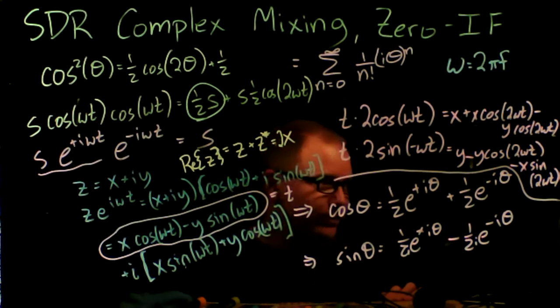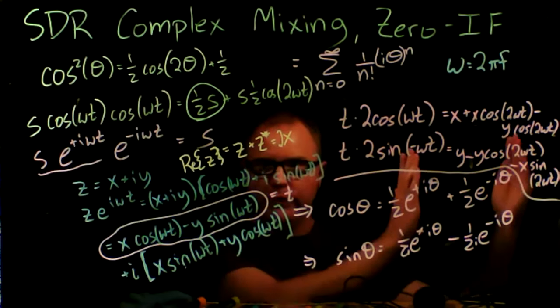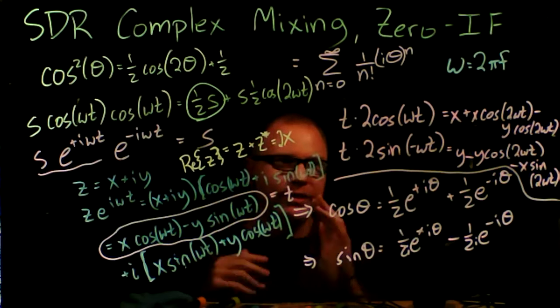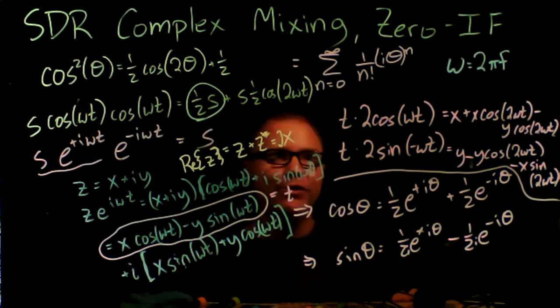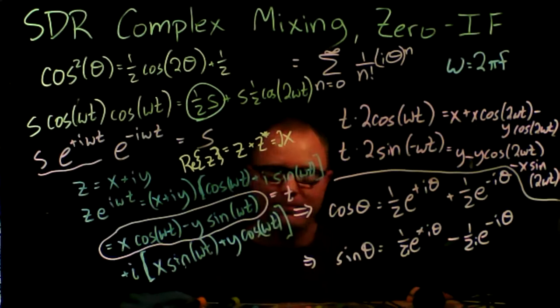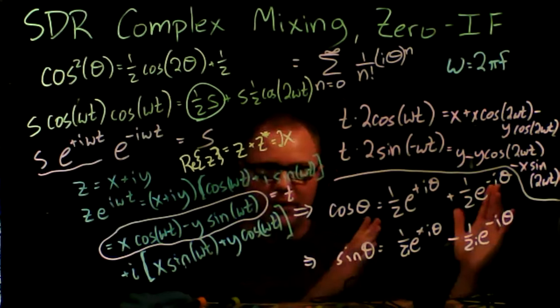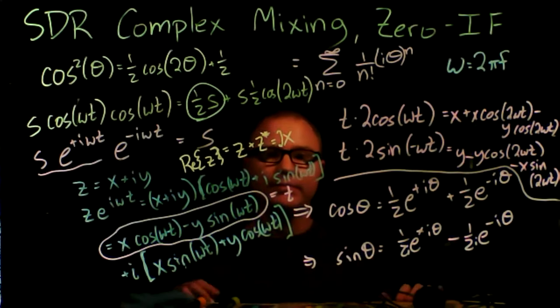The reason why this is called zero intermediate frequency is because we're taking the radio frequency spectrum and shifting it all the way down to be centered around zero. So I don't know why it's called no intermediate frequency, but it's called zero intermediate frequency instead. Because the first multiply shifts it all the way down to being centered around zero.